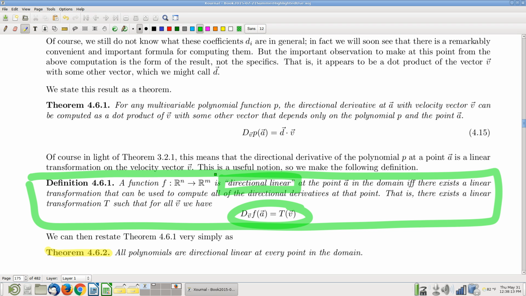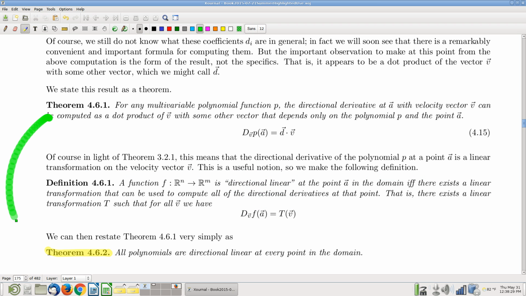Directional linear. Okay. So yes, what this means then is I'm going to rewrite this theorem that says polynomials have a certain property. I've now named the property directional linear. The theorem then can be restated as all polynomials are directional linear. Okay, so that's just a little bit of lingo. That's very convenient lingo, though. All right, is everybody on board?